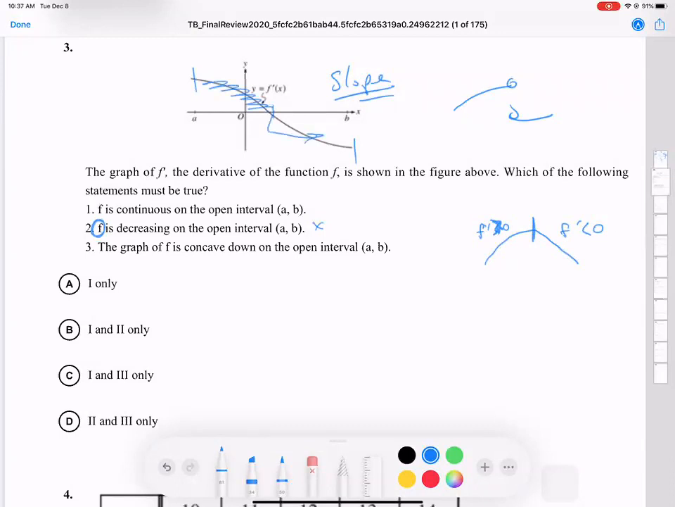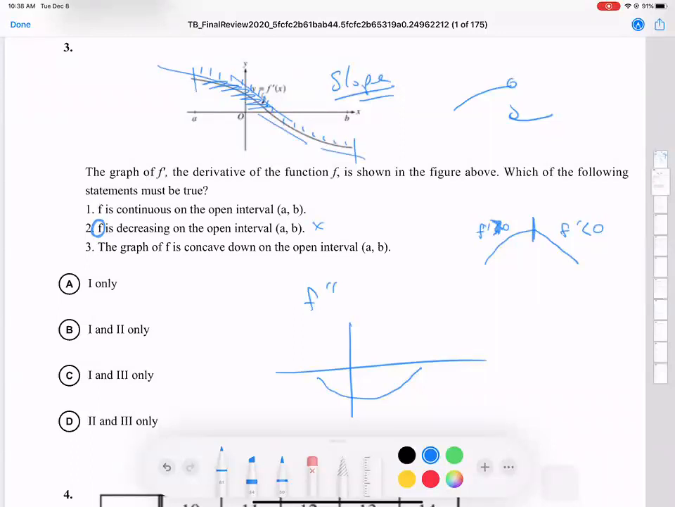The last one is f is concave down on the open interval a to b. Now, how do we get to concavity? We said it's related by the next derivative. So what is the graph of f double prime here? This is down, down, down. So we start a little bit negative, go to a lot negative, to a little negative, but we are negative this whole time. So if you draw a tangent line, see that's negative, negative, negative, okay?